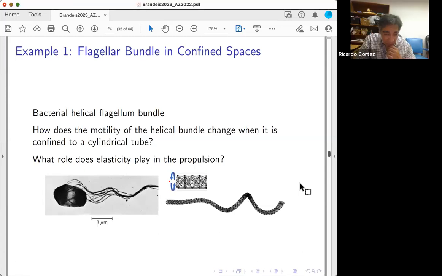So here's the first example. If we think of a bacterium, for example, with a helical flagellar bundle, I'm going to ignore the cell body for the moment and just have a model for the tail. This is not just a curve. This is a little structure, like a little tube, and on the surface of the tube there are points, and the points are connected by springs. And the way we produce the motion is that we put a torque in front of it to rotate it.